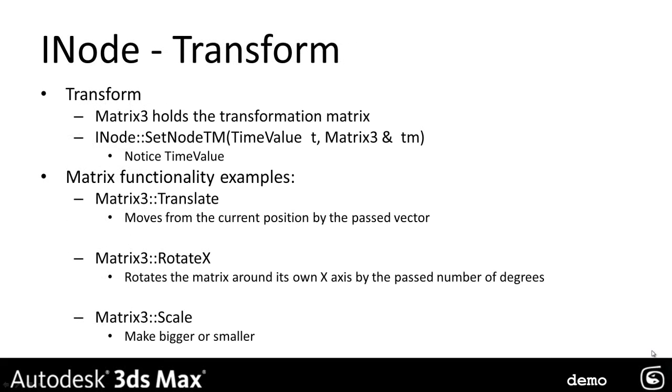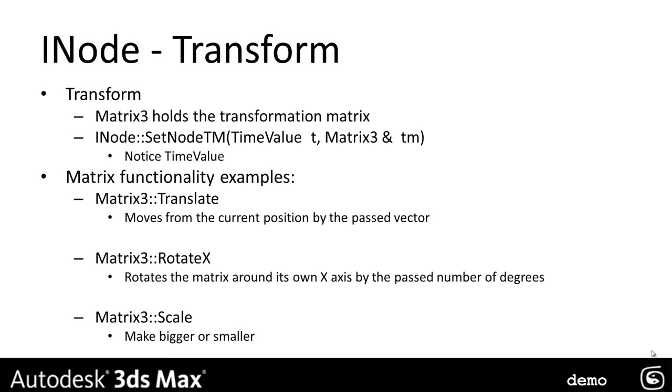And then, of course, one of the more important aspects of the node's responsibility is to position the object in the scene. So the node itself has a transform, and this is a Matrix3, and you would call SetNodeTM, which is transformation matrix, and notice that it's taking a time value. So this is where you can start to understand that the transform can be animated, and then of course you pass in the matrix itself.